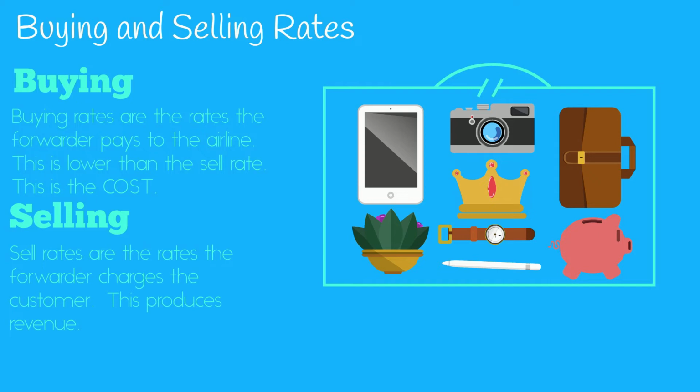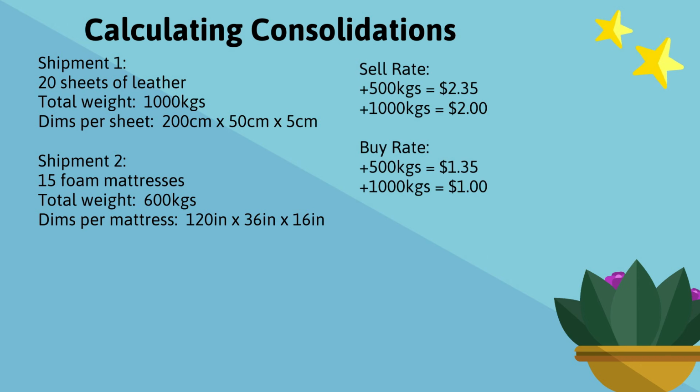Then you have a sell rate. What we mean by the sell rate is what you are selling the space to your customer. So again, picture a retail store. The retailer is going to add a little bit of markup to whatever they're selling to their customers so they can make a profit. That's what we're talking about when we say sell rates. Let's take a look at a consolidation shipment and how we would actually charge the customer and pay an airline.